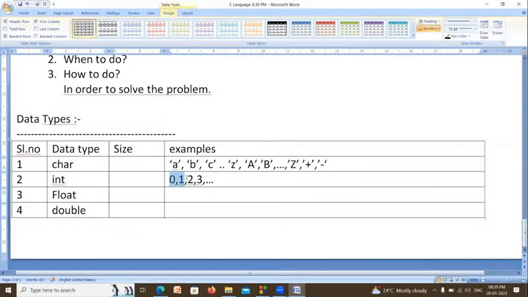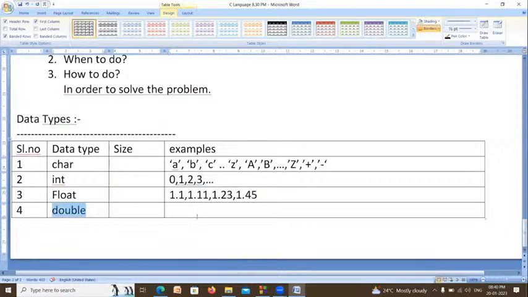Now in between 1 and 2, there are so many numbers. Again, 1.1 is there, 1.11 is there, 1.23 is there, 1.45 is there. So a number which has a decimal point is called a float. Round numbers are called integers. So these are the floating point values.